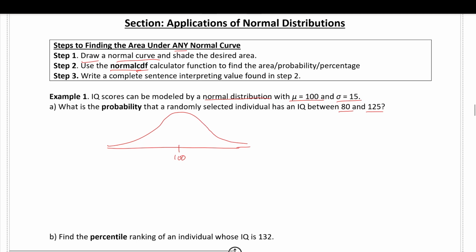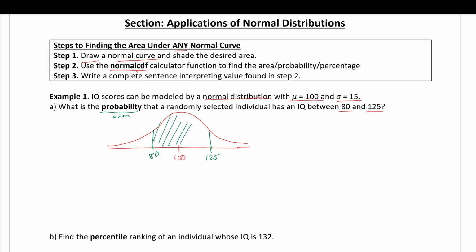Okay. Now, what is the actual question asking for? The probability, again, that's the area, that a randomly selected individual has an IQ between 80 and 125. Well, here's 100. 80 would be somewhere to the left of it. 125 is a little bit further than 80, right? And we're looking for that area, that shaded region. When finding areas underneath a normal distribution, we're using normal CDF.